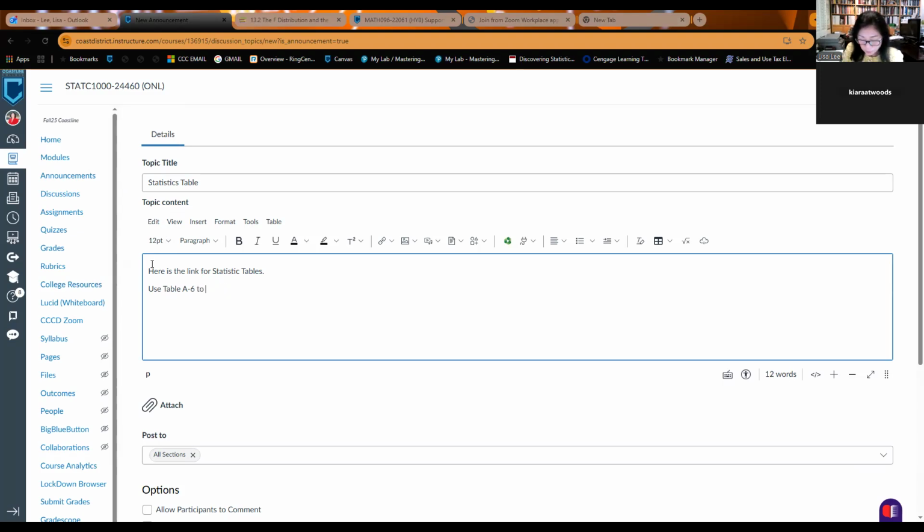Use table A6 to find the critical value of R. If the absolute value of R is greater than the critical value, then you can reject the null hypothesis.